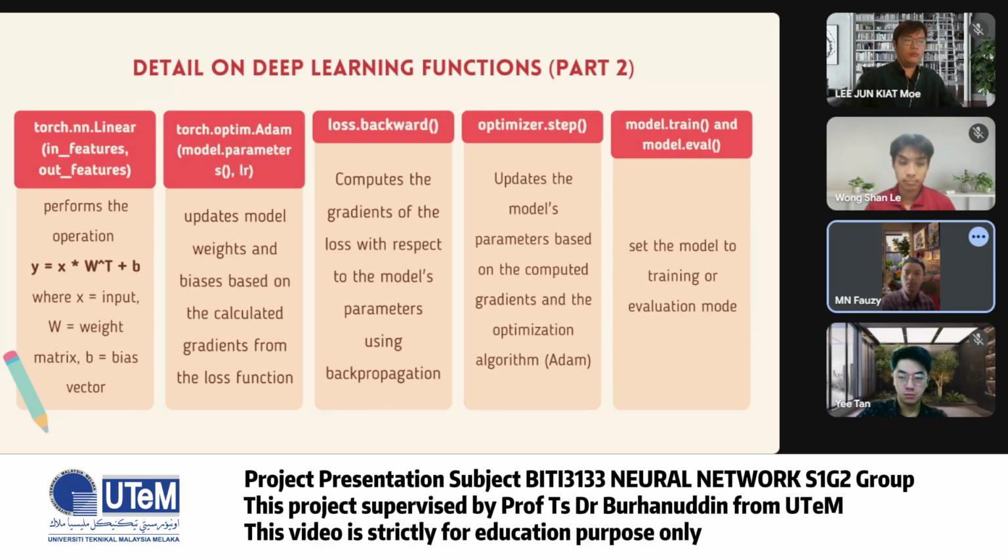Next one is loss.backward. This one is to compute the gradient of the loss with respect to the model parameters using backpropagation. This one is optimizer.step. We use this to update the model parameters based on the computed gradient and the optimization algorithm. And the last one is model.train and model.eval. We use these to set the model to training or evaluation mode.